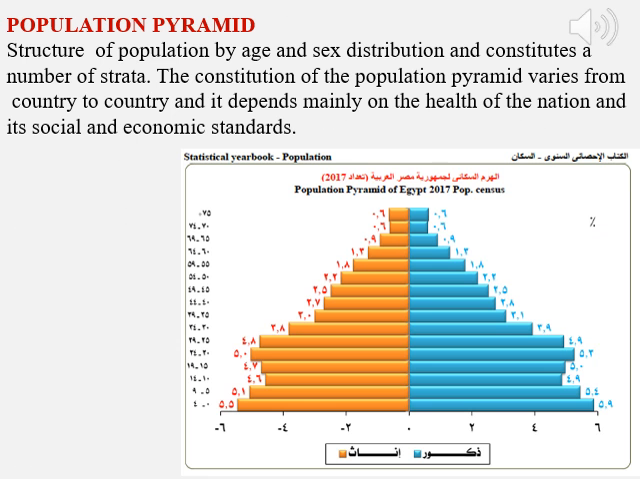Population pyramid is a structure of population by age and sex distribution and constitutes a number of strata. It depends mainly on the health of the nation and its social and economic standards.